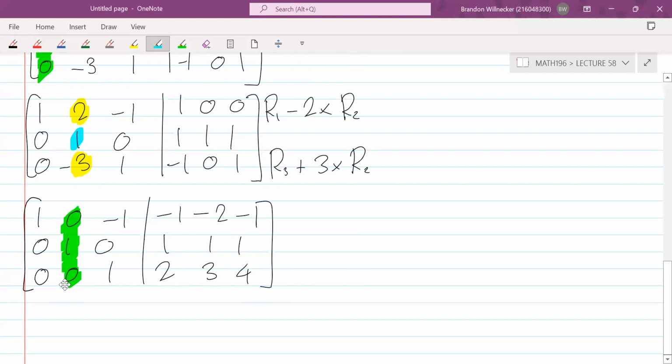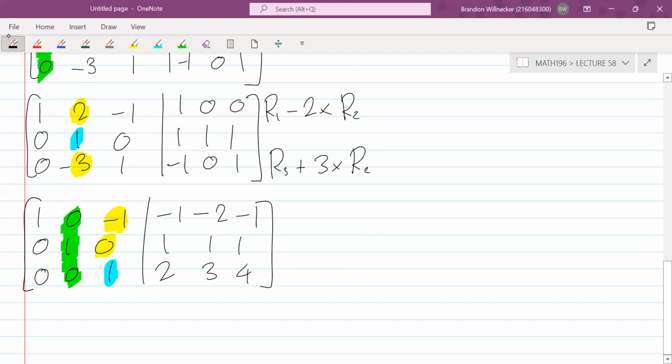Okay, third column, third row, we need that to be a 1. It is a 1, so that's done. And then the next two elements in that column need to be zeros. So this minus 1 needs to be a 0. And for the second row, we already have a 0, so we don't need to worry about that. Okay, so we need to get rid of that minus 1.